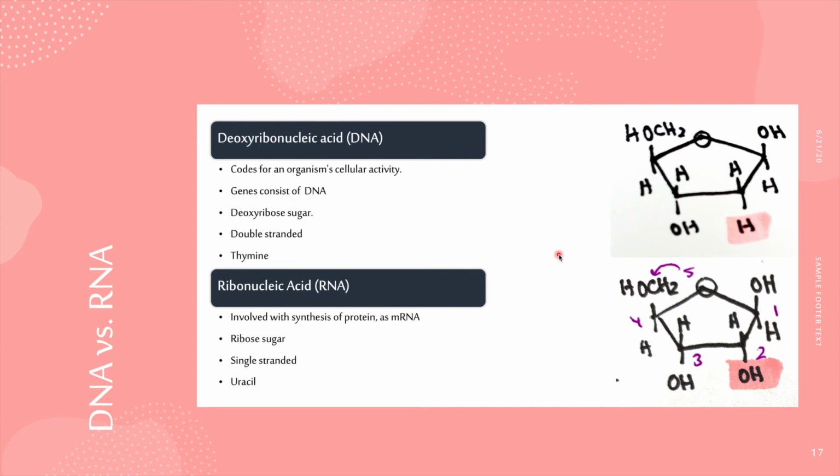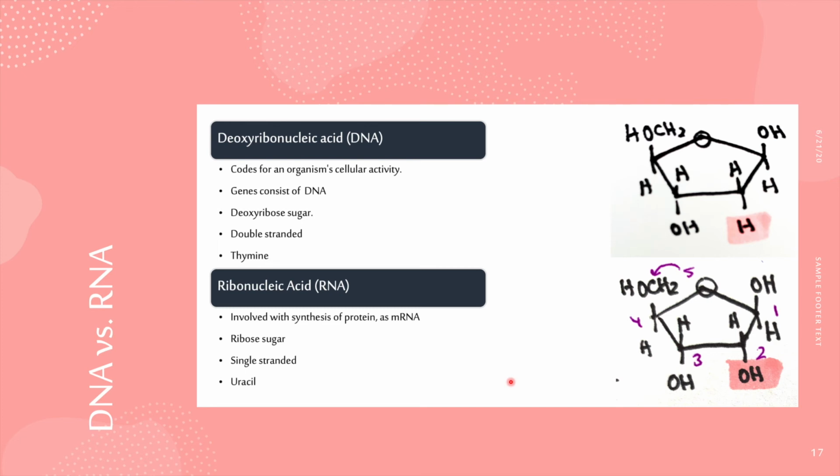DNA consists of deoxyribose sugar, which is a pentose sugar. The reason it is called deoxy is because it lacks an oxygen on carbon 2 of the ring structure. DNA is double-stranded, and it has a nitrogenous base of thymine instead of uracil.